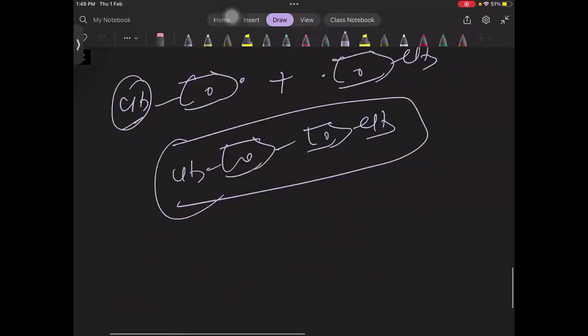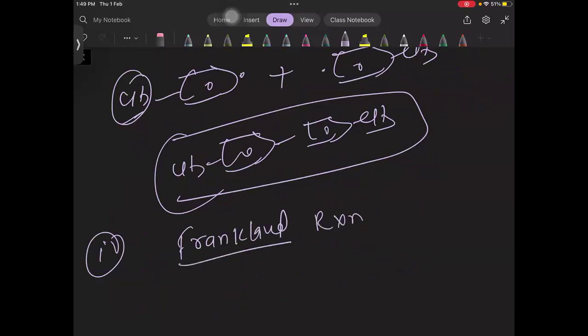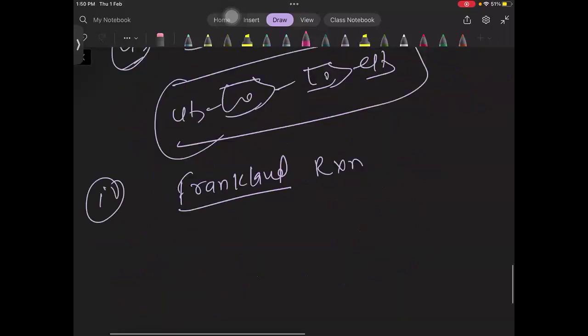Correct? Now the fourth is the Frankland reaction. What will happen? See, the Frankland reaction takes exactly the alkyl halide. All we have done so far was through the free radical mechanism. This one you understand through the ionic mechanism. You can see what is going to happen here: when we take zinc and heat, it will form R-R.